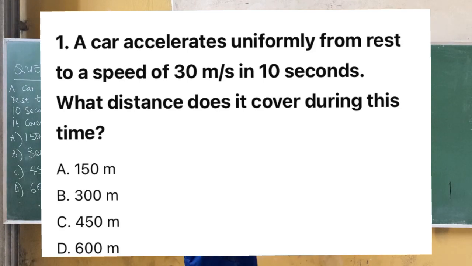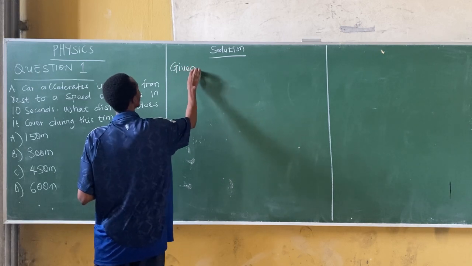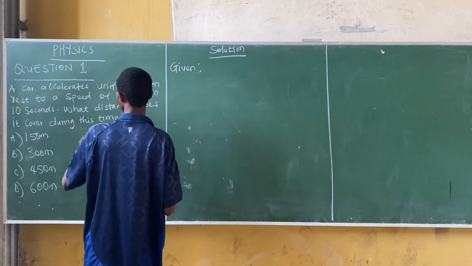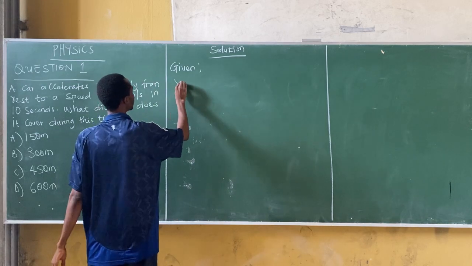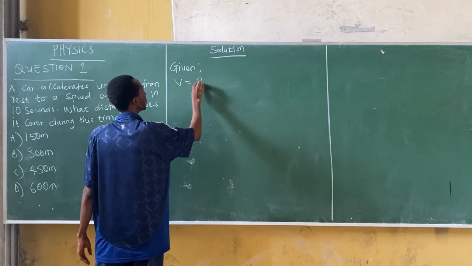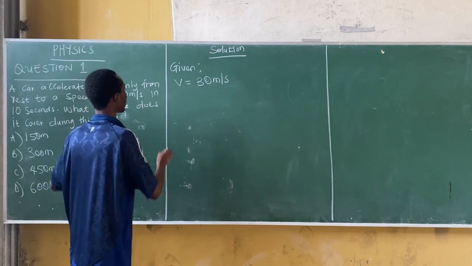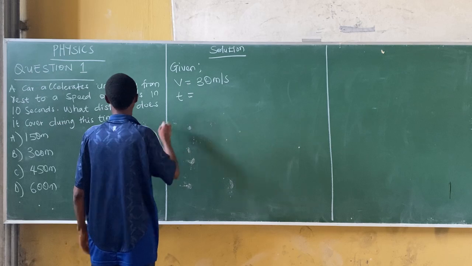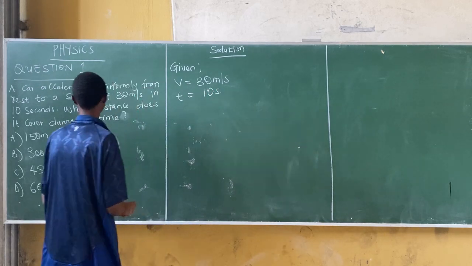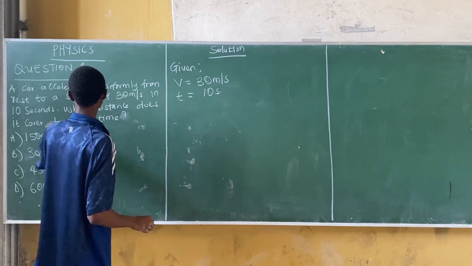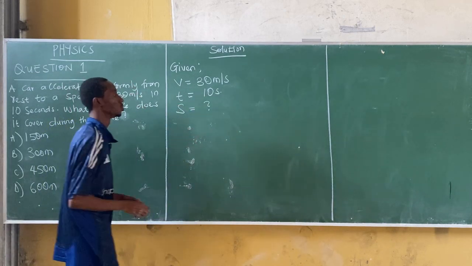Solution. Given from the question, they gave us what? The final velocity V to be 30 meters per second. They also gave us time. The time given here is 10 seconds. They say what distance does it cover during this time? So the distance S is unknown.